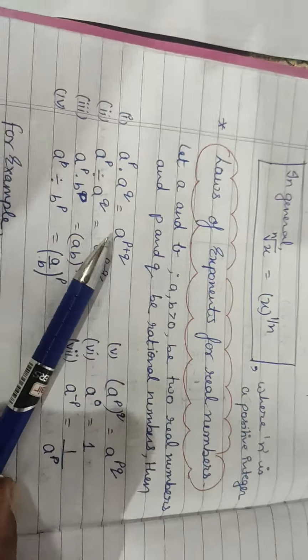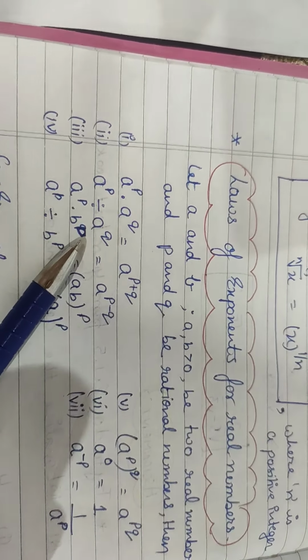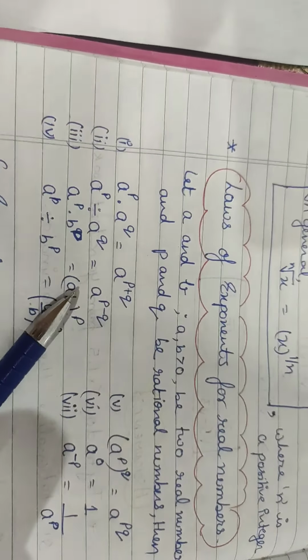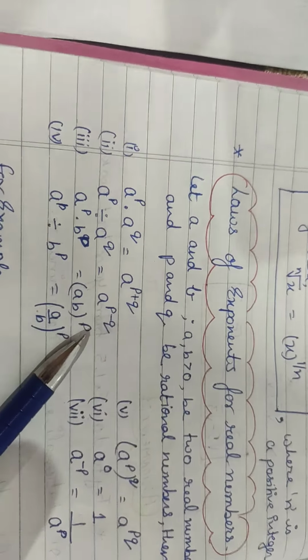Now the third one. What you're observing in the third one is that the bases are different in multiplication and the power is the same. So what we'll do? We'll multiply the bases with the common power. Same rule we can apply for division: we'll divide the bases with the common power p. Here the fifth one is the double power, that is, a raised to the power p and whole power q. When we have a double or triple or more powers, we keep the base and multiply all these powers, that is p into q.